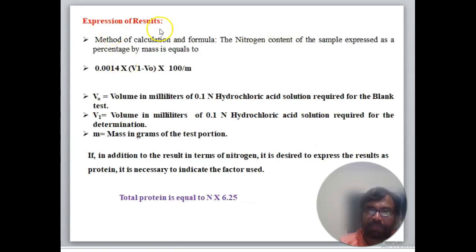And you can see the expression of results. The method of calculation uses the formula for the nitrogen content in the sample, and the total protein is equal to nitrogen times 6.25. If you need to express the result in terms of nitrogen, that is one way. Suppose you need to express the result as protein, then you can use this formula, N times 6.25. This is the factor, this is that value.